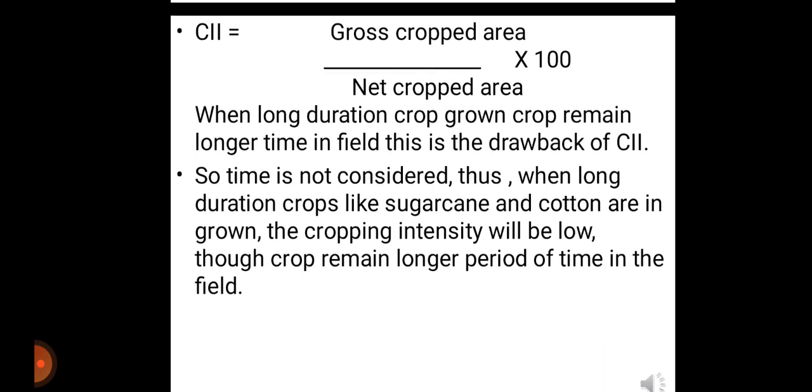CCI is gross cropped area divided by net cropped area, into 100. When long duration crops are grown, the crop remains a longer time in the field. This is a drawback of CCI. Time is not considered, so when long duration crops like sugarcane and cotton are in the ground, the cropping intensity will be low, though the crop remains a longer period of time in the field.